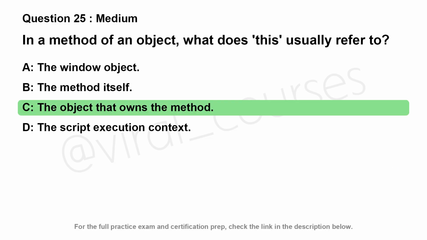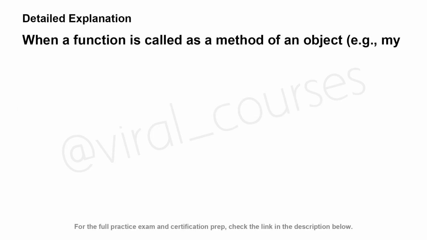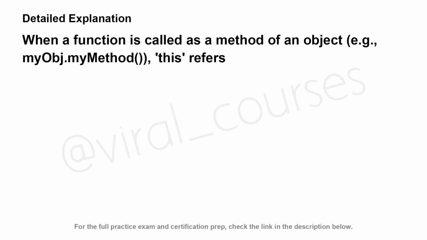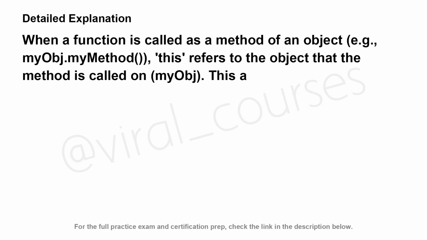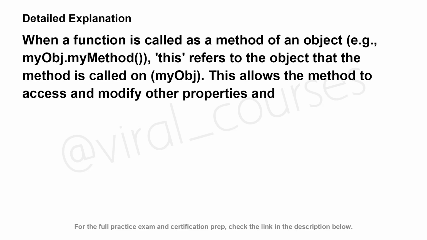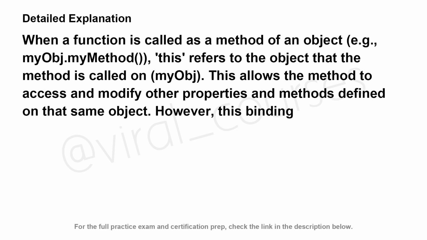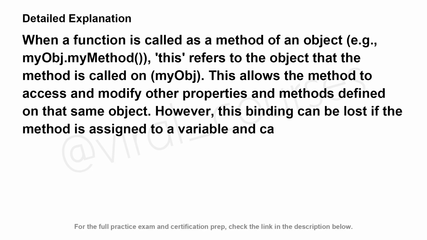The correct answer is C. When a function is called as a method of an object, e.g., myObj.myMethod, this refers to the object that the method is called on, myObj. This allows the method to access and modify other properties and methods defined on that same object. However, this binding can be lost if the method is assigned to a variable and called as a plain function.